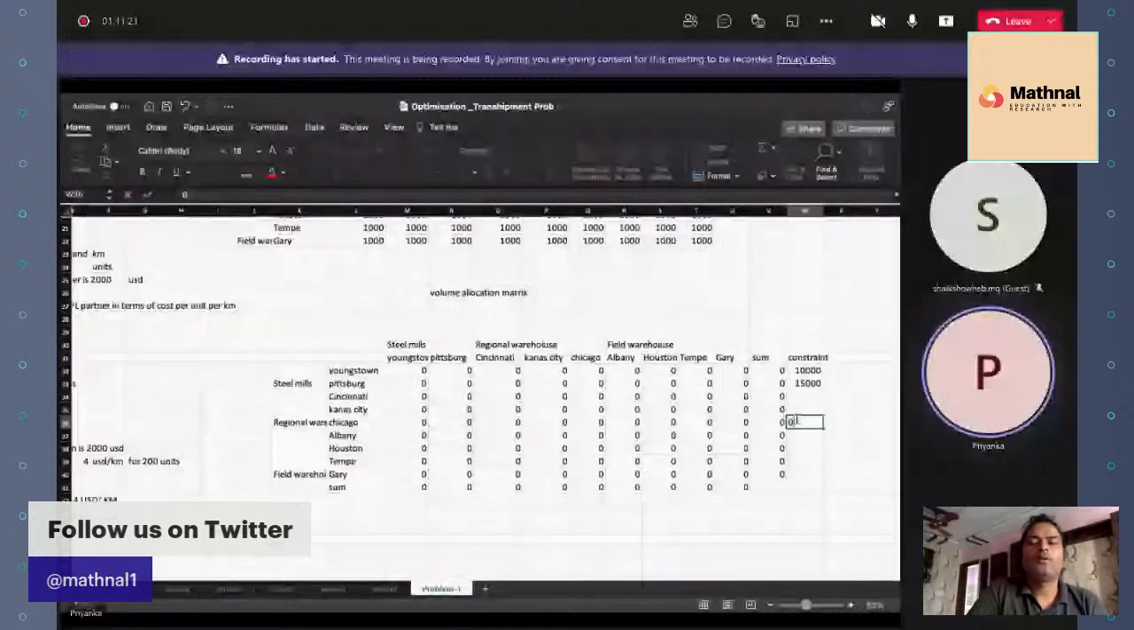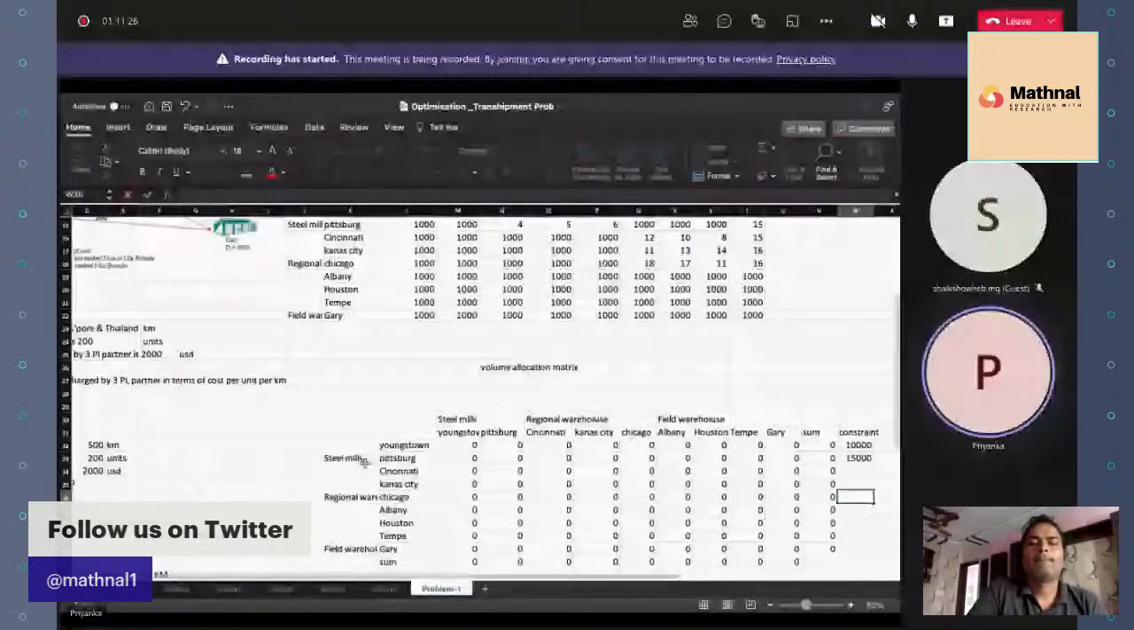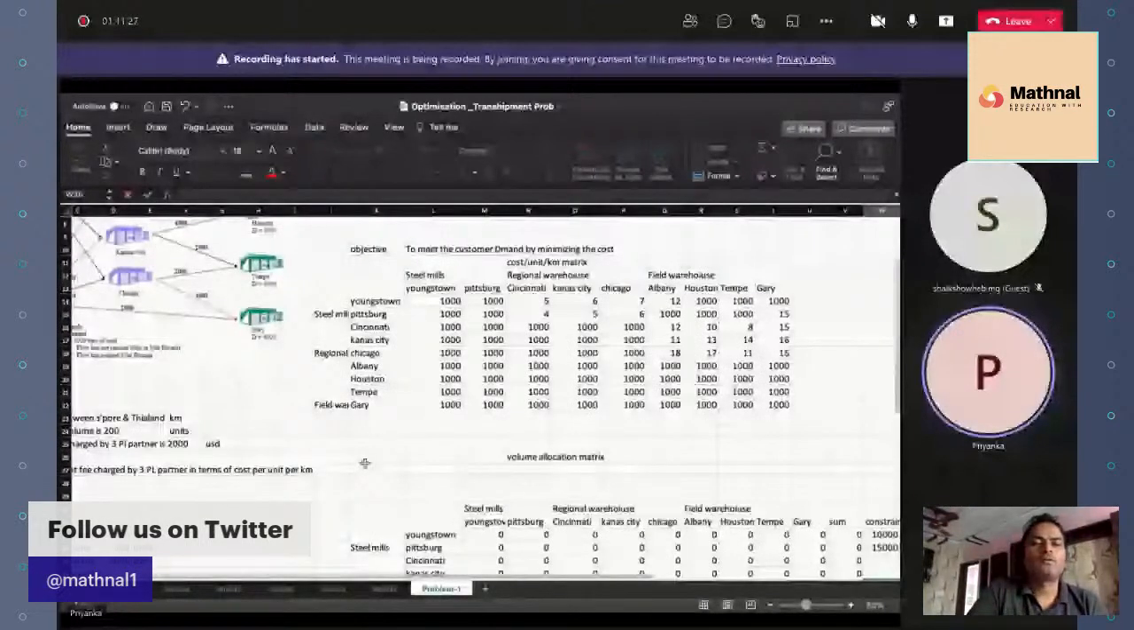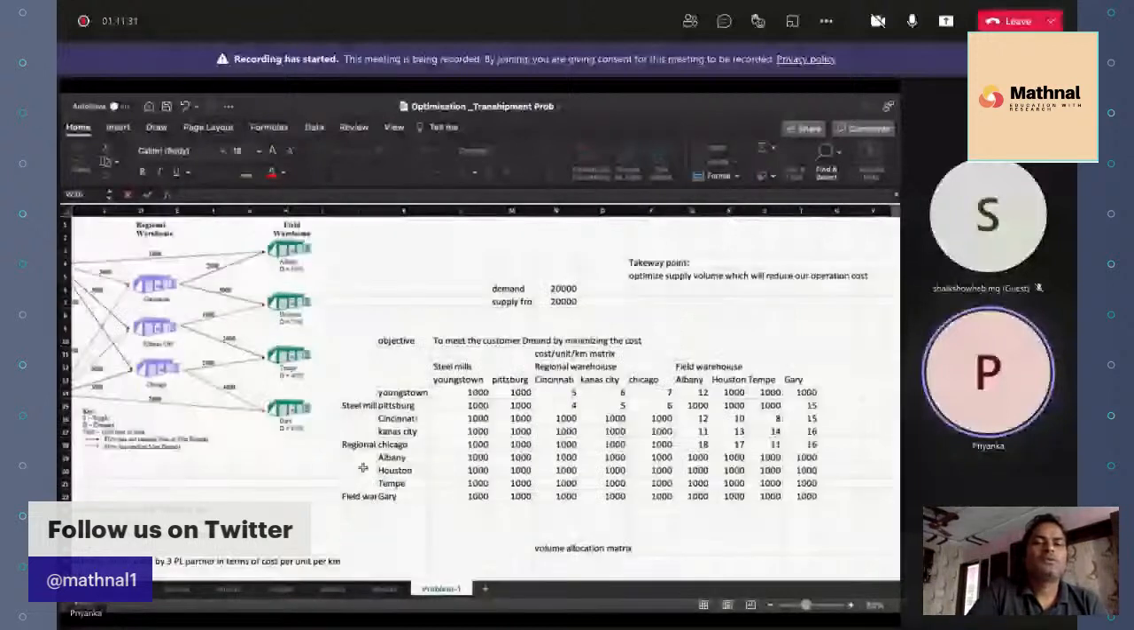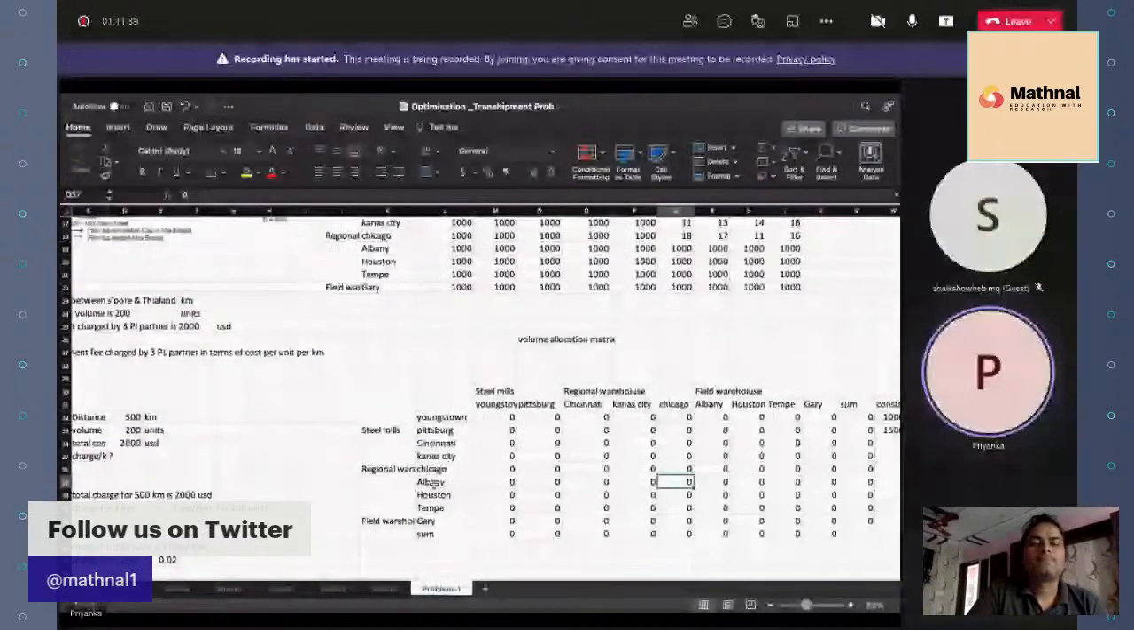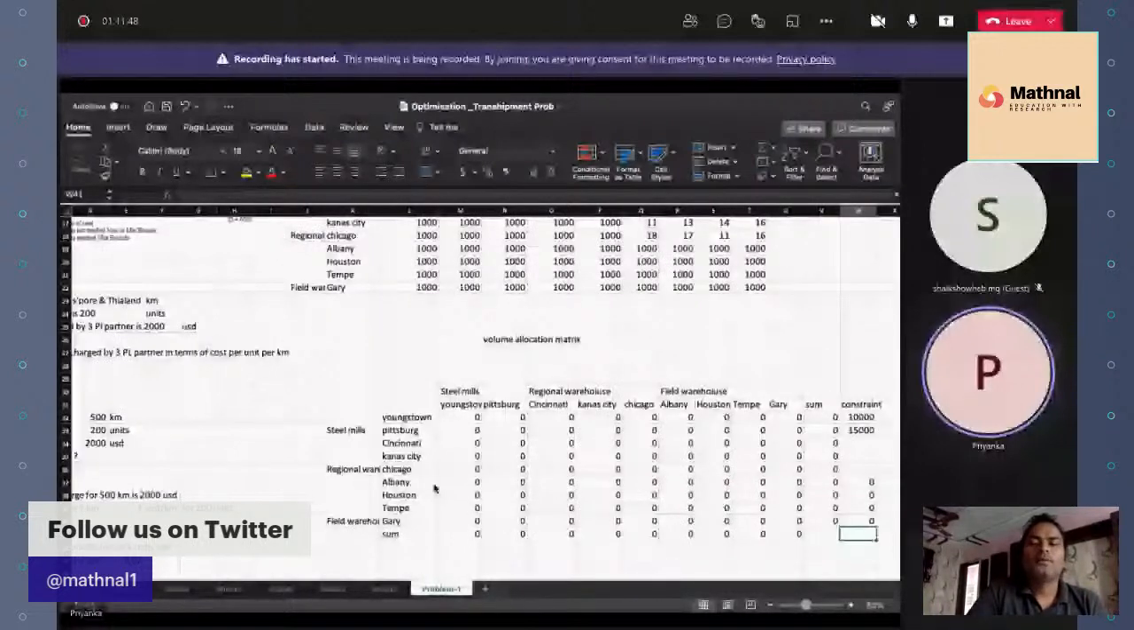Chicago we don't have to put. We have to put from Albany, 4 warehouses there: Albany, Houston, Tempe, and Gary. Okay, they're not delivering anything, not dispatching anything. They are only the recipients of the volume. They are not doing any delivery as per this network.